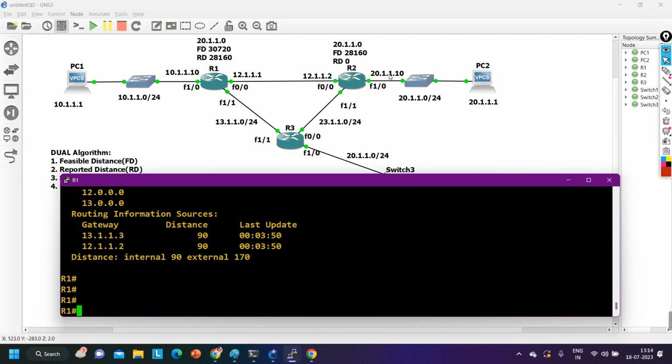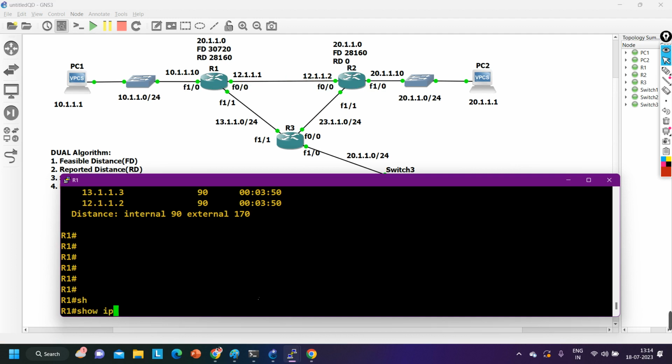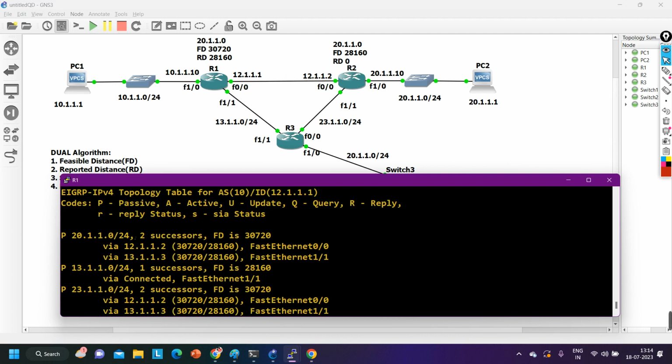See, when router 1 is getting the 20 prefix, how many hops away from router 1 is the 20 prefix? 1 hop away. Only one router is between router 1 and the destination network. I'm not talking about the administrative distance value. I'm talking about hop count. Hop count means routers. How many hops are there? 1. So show ip eigrp topology. See, inside the topology table this network is available, and this network is 1 hop away. There is only one router.